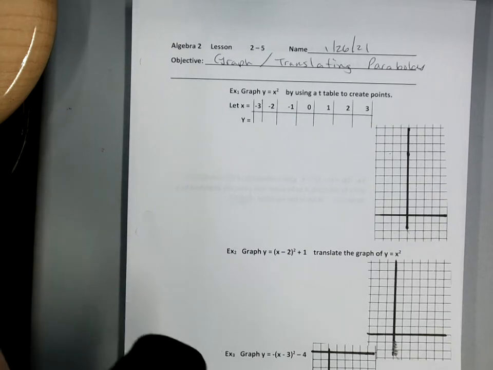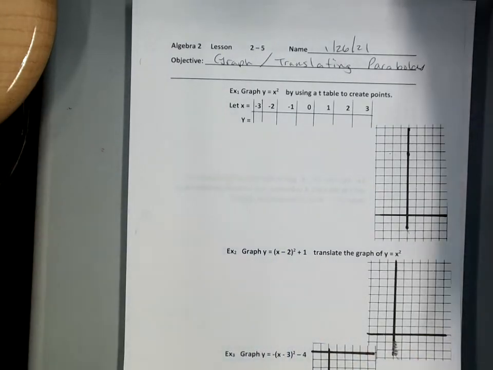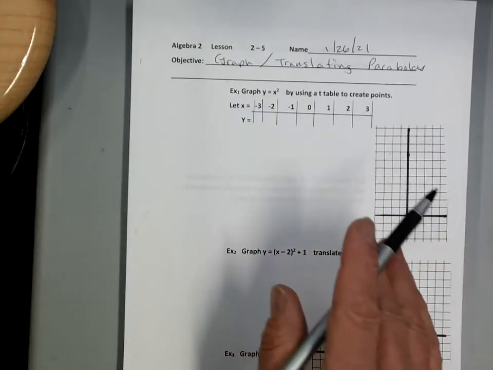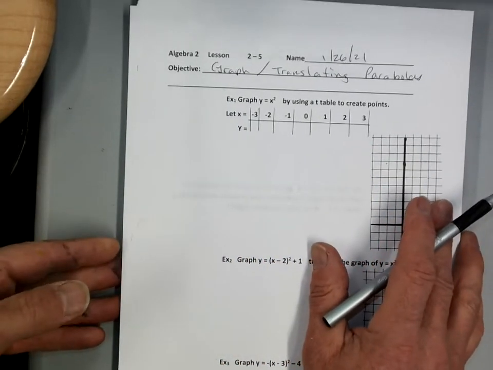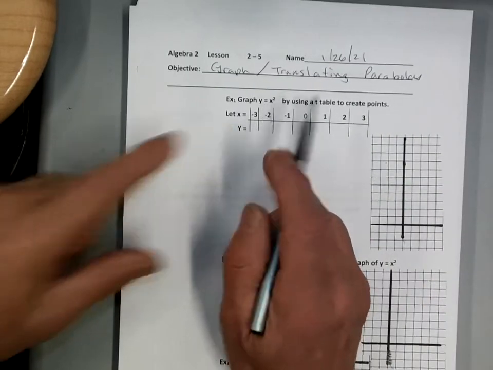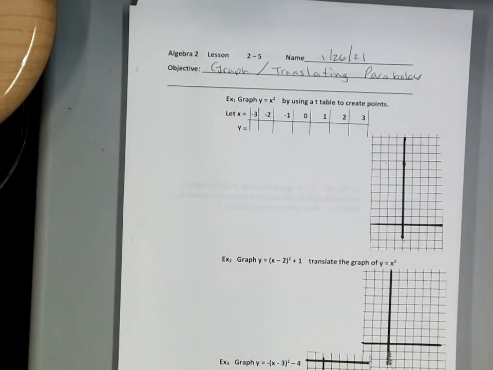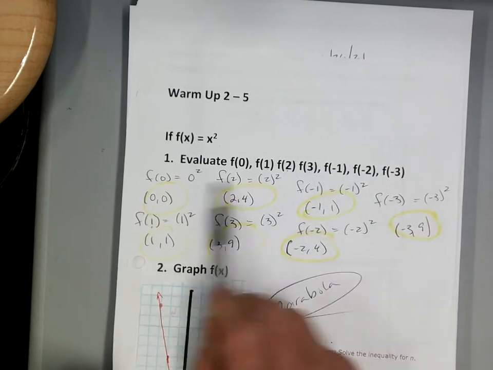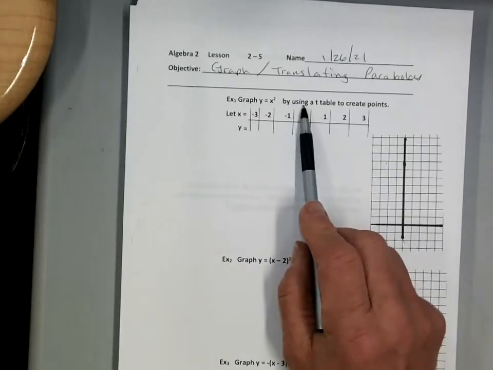And we are live. Okay, so today we're talking about graphing and translating parabolas. On our warm-up, we actually looked at graphing these, right? And we put our numbers in. We plugged in 0, 1, 2, 3, 4, and it made these points. We've got the exact same graph.